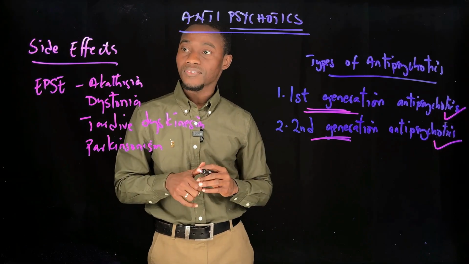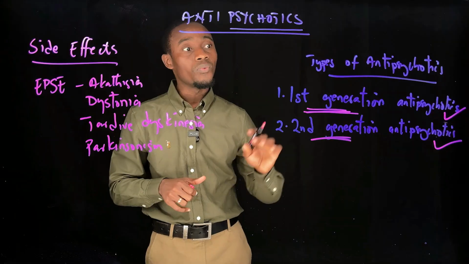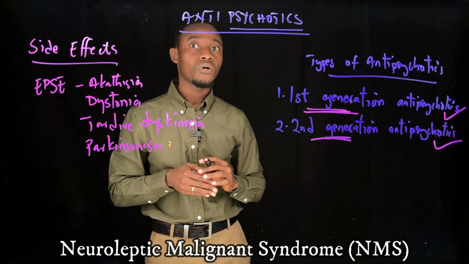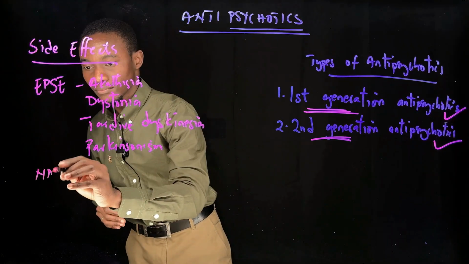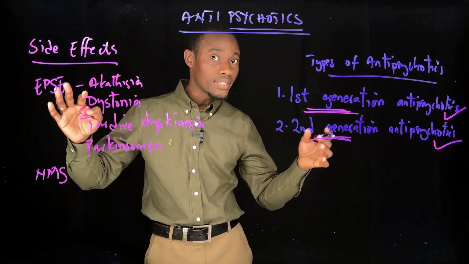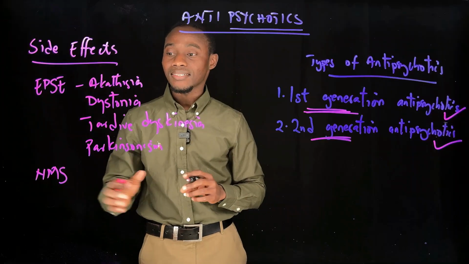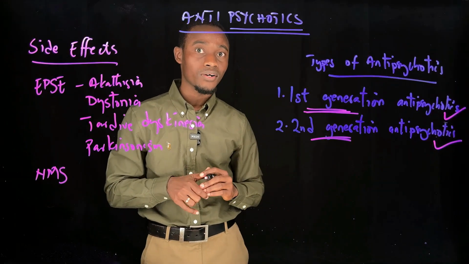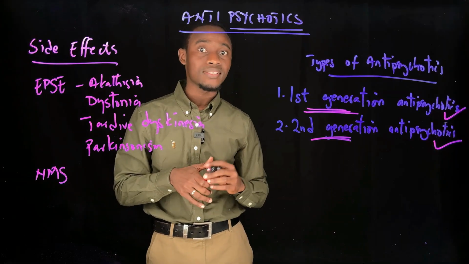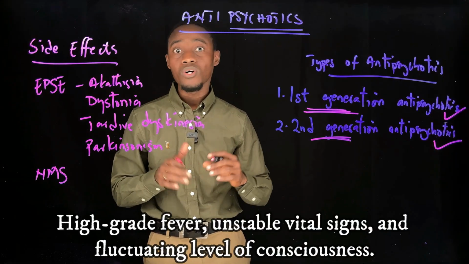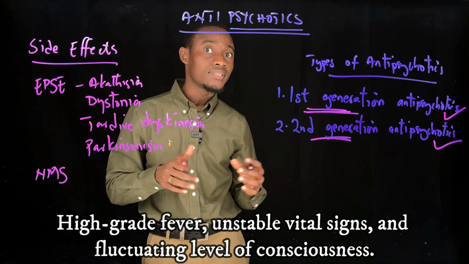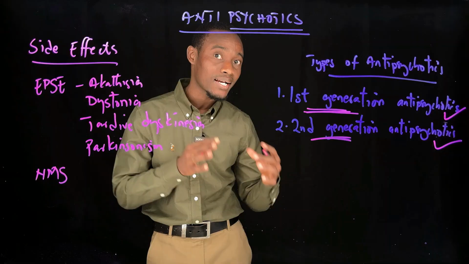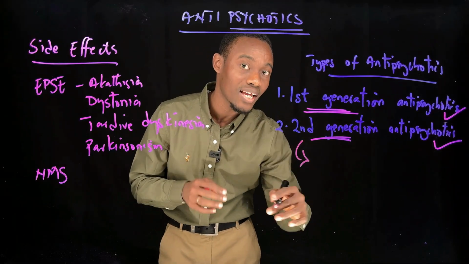There is also another kind of side effect that is mostly associated with first-generation antipsychotics called neuroleptic malignant syndrome, or NMS. NMS is also another broad area of discussion, but for now, understand that it's a serious and life-threatening side effect of mostly first-generation antipsychotics that causes a lot of autonomic symptoms such as high-grade fever, unstable vital signs, and fluctuating level of consciousness.